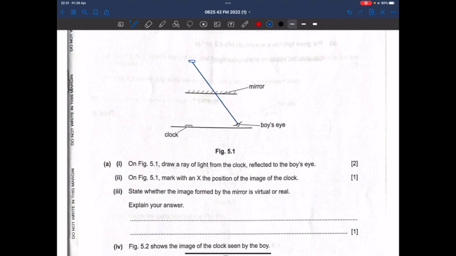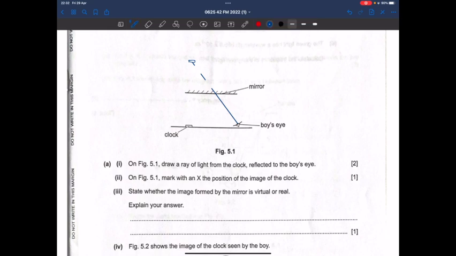No, this is not the exact ray. This is part of the ray, so this should be dotted. I'll make it dotted. Okay. So we have extension of the ray beyond the mirror, and we have ray in front of the mirror.